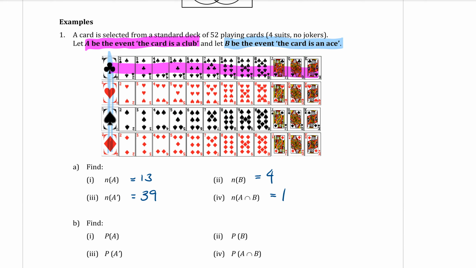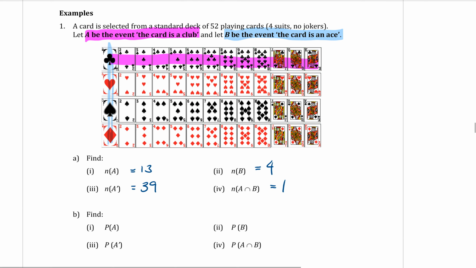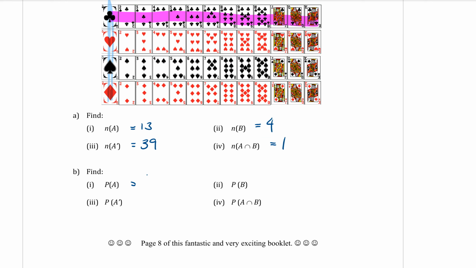Okay? Part B, all these now change to P's. So now we're doing probability. Probability of A. Well, we actually worked out the number of A already, remember? There were 13 things in A. That's all my pink ones. So I now want it as a probability, which means 13 out of my total, which is 52, which we, of course, simplify to be a quarter.